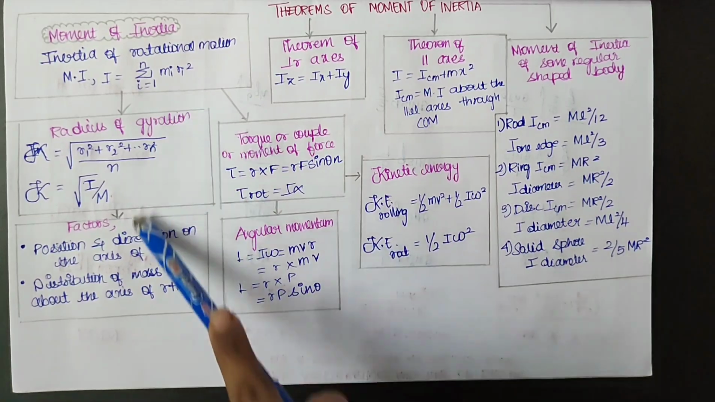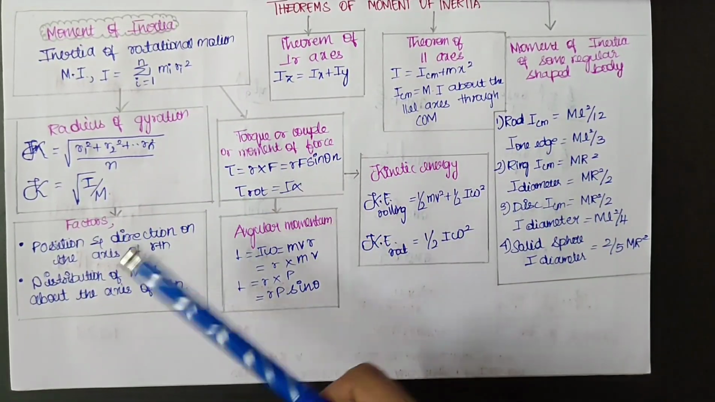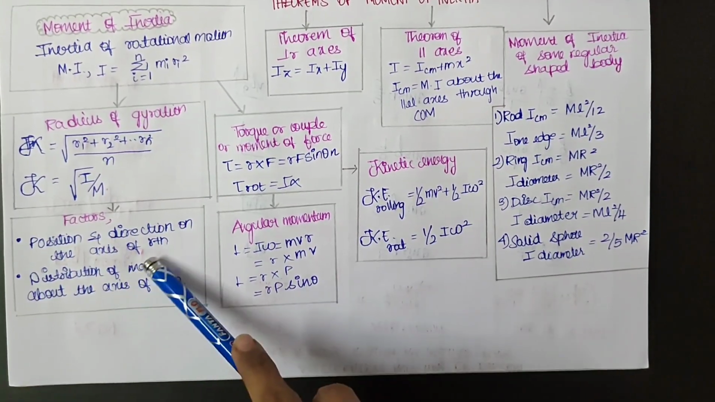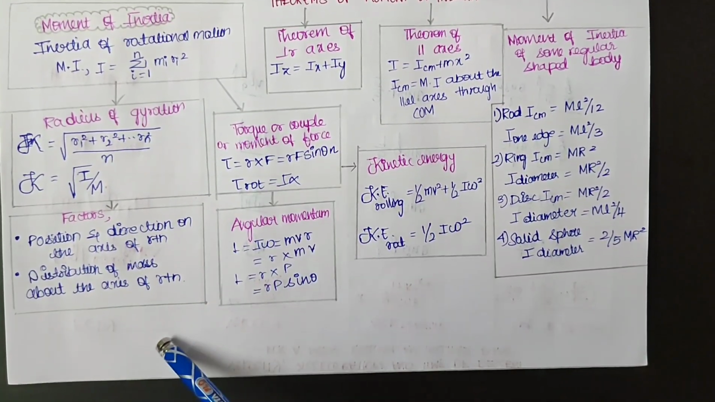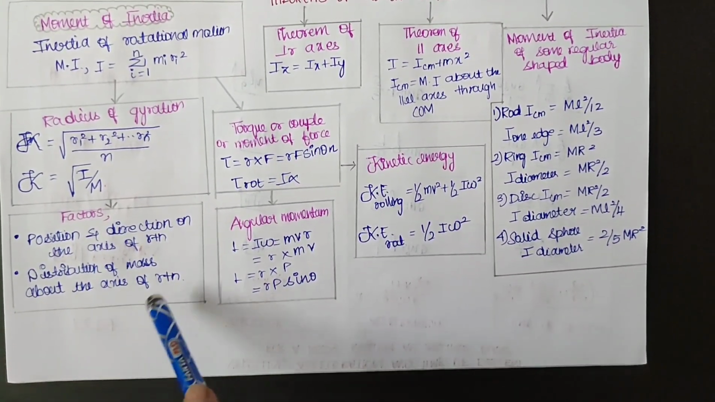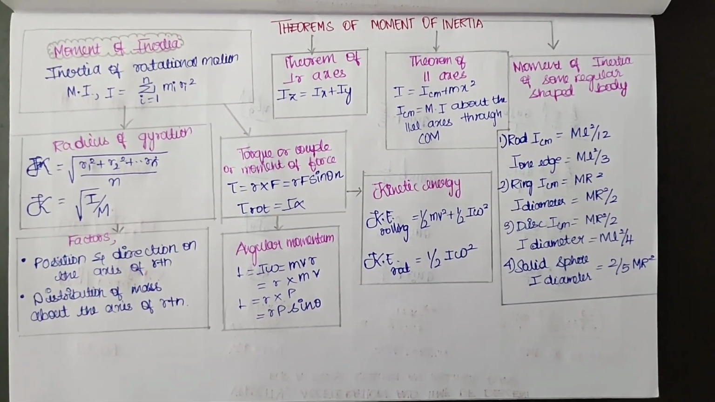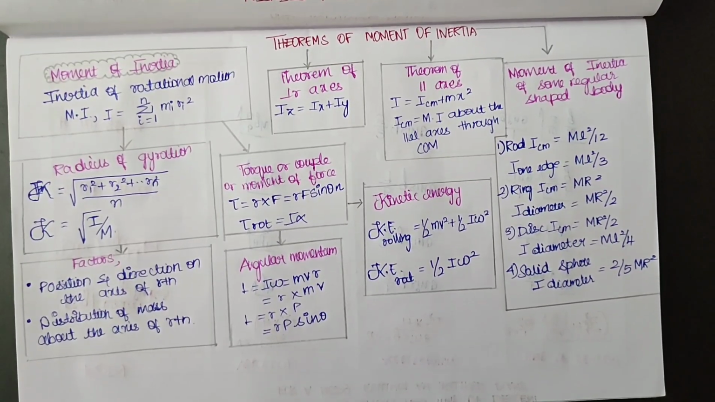And the factors that affect the radius of gyration will be the position and direction of the axis of rotation, and also the distribution of mass about the axis of rotation. These are the two factors that will be affecting the radius of gyration.